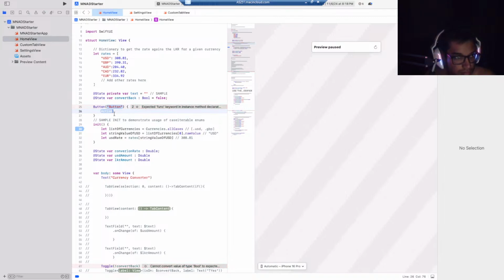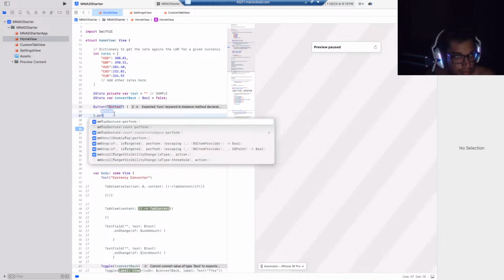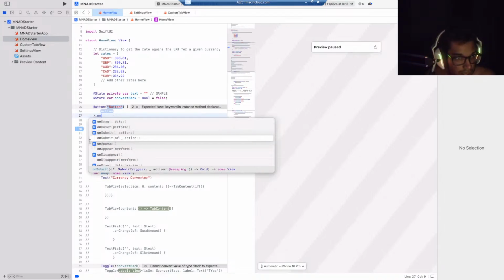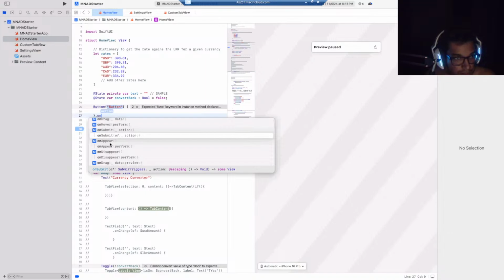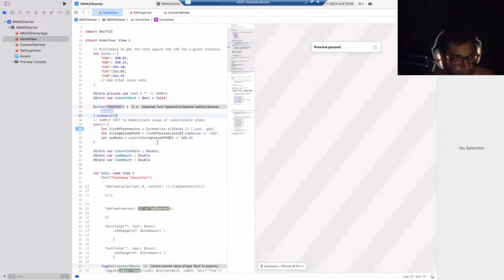Wait, okay. On tab, I think. On tab. Okay, so on appear, I could make it perform something. I could just click here and then be like on appear, give it some text. Hello. Is that even possible? I'll explain expected fun keyword. Okay. I don't think this is really gonna fix it, to be honest. Yeah, so I'm going to get rid of this for now.